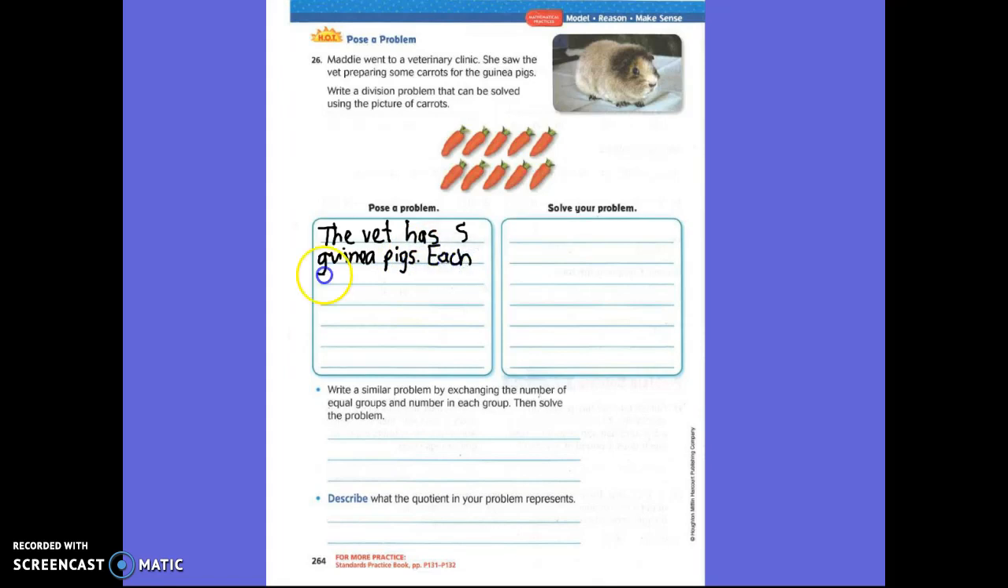Each guinea pig eats the same, quit talking please, amount of carrots. Tell me the question again, Cooper. No. How many carrots does each guinea pig get?